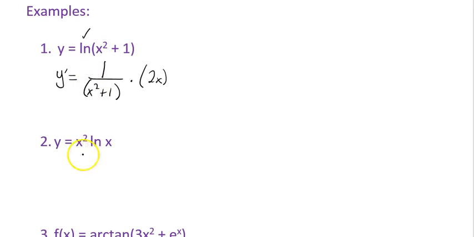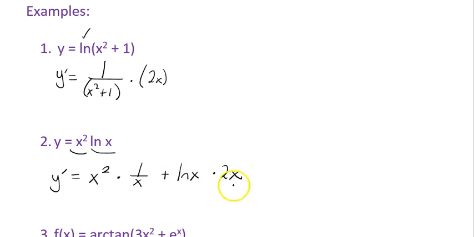For our second example, we have a product rule where we are multiplying x squared times the natural log of x. So the x squared will be our first piece, the natural log of x will be our second piece. And this is a plain x this time, so we won't have to do a chain rule with that. So our derivative will be first times the derivative of the second plus the second times the derivative of the first. It's just basic product rule there.